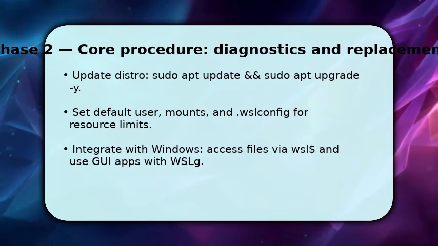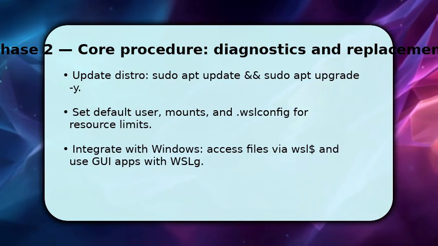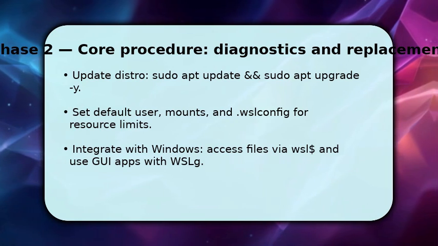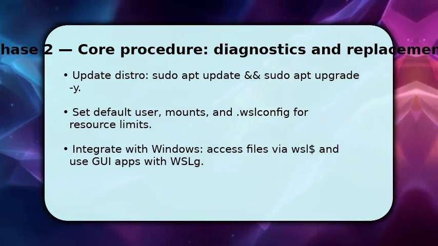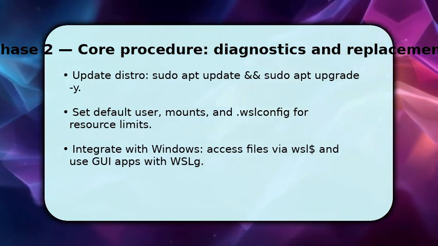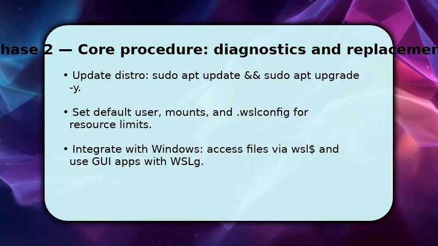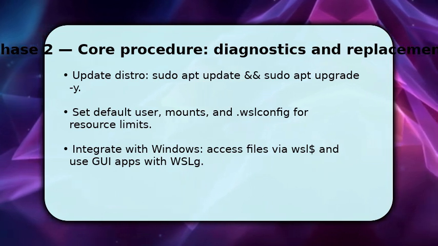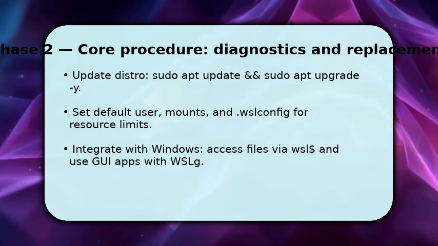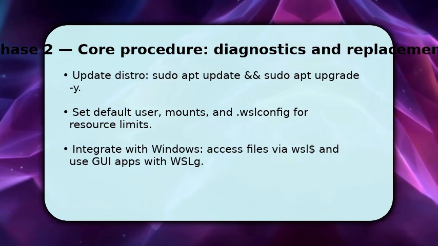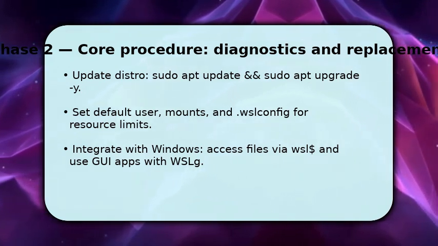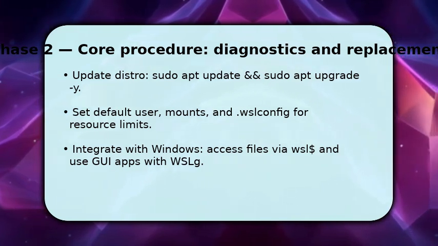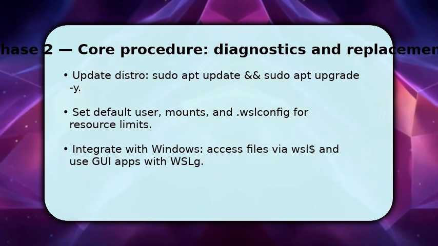Once your distro boots, update packages immediately with sudo apt update and sudo apt upgrade to avoid conflicts. Then configure user defaults and create a WSL config in your Windows user folder to set memory, processors, and swap. This prevents resource surprises. Make sure mounts and interop are set so you can access Windows files at \\wsl$ and run Windows apps from Linux. You can also use WSLg for GUI apps. This integration is why WSL is practical for daily development and GUI needs.